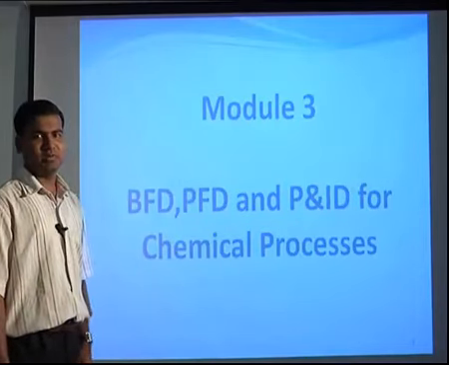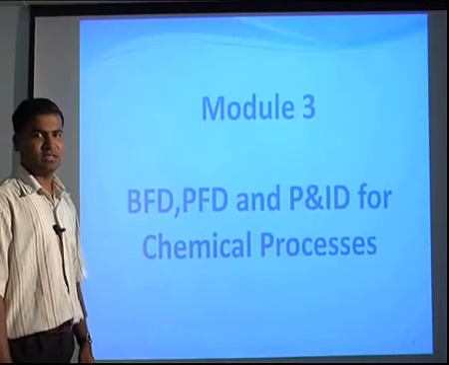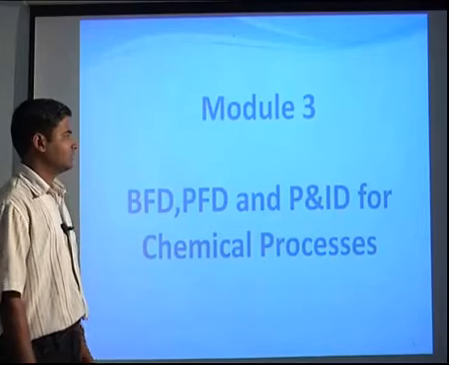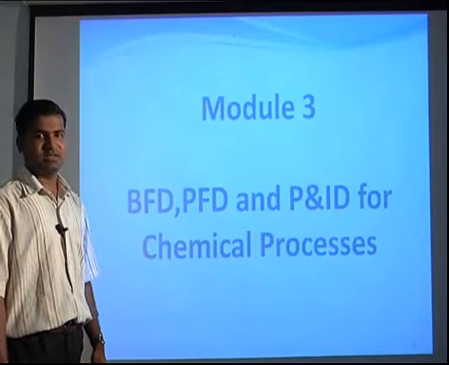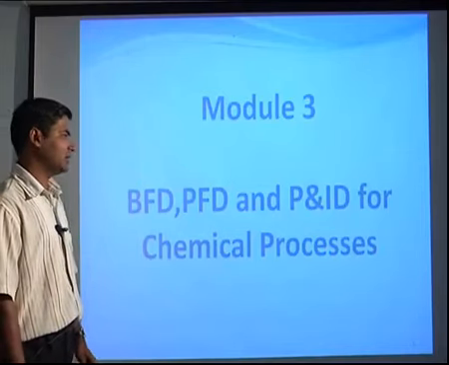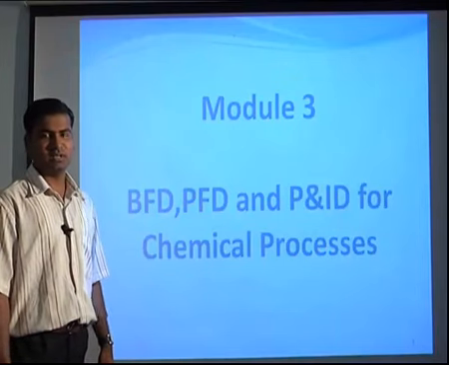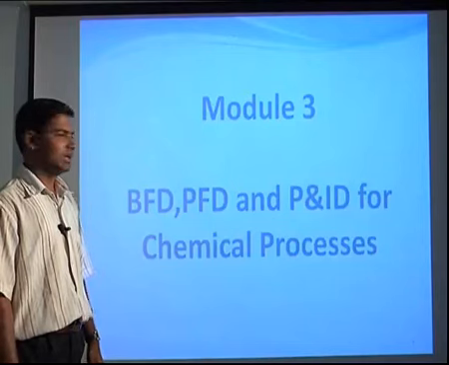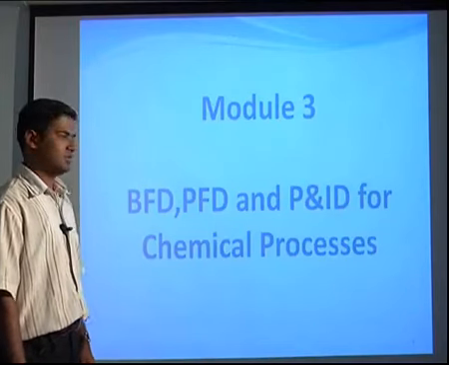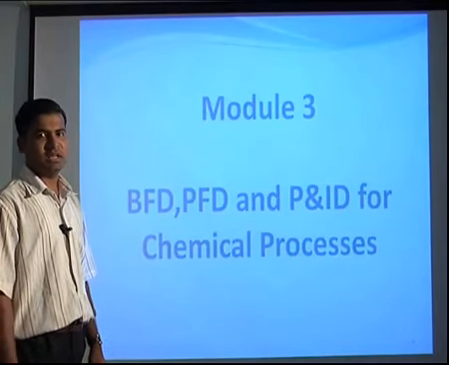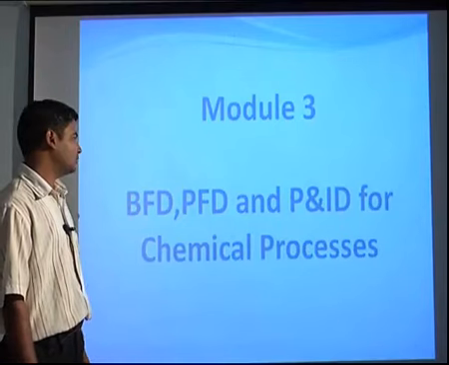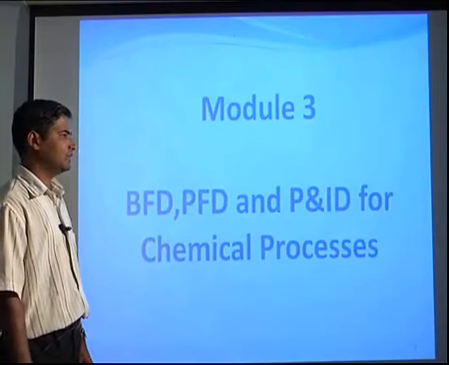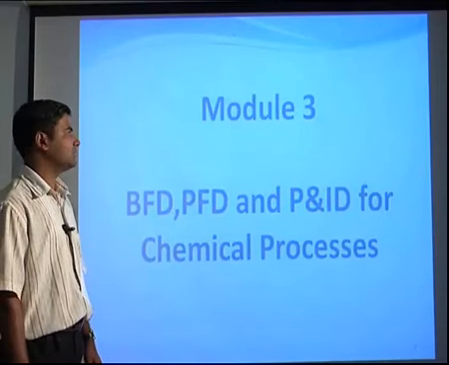In the last module we have discussed the chemical industry, and then we discussed the unit processes and unit operations. So moving one step ahead, we will discuss BFD, PFD and P&ID for chemical processes. As you know, a picture is worth more than 1,000 words. In the same way, flow diagrams convey more meaning than a description. So we have to see what those flow diagrams are. Generally, they are the BFD, PFD and P&IDs in the chemical industry.